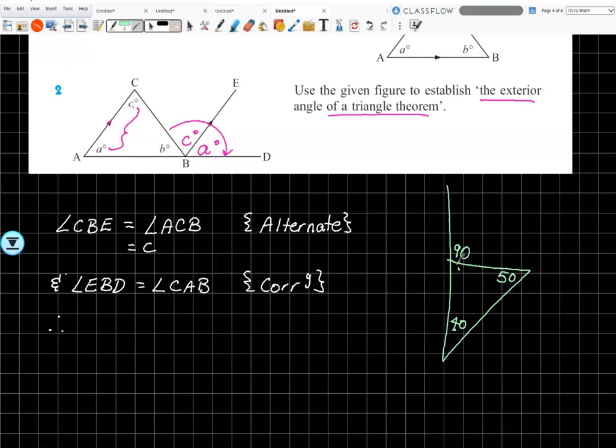Okay? So therefore, angle CBD equals angle CAB plus ACB. That is your exterior angle of a triangle. Okie dokes. But you're getting used to, hopefully, writing down your thinking in mathematical notation. You good with that?